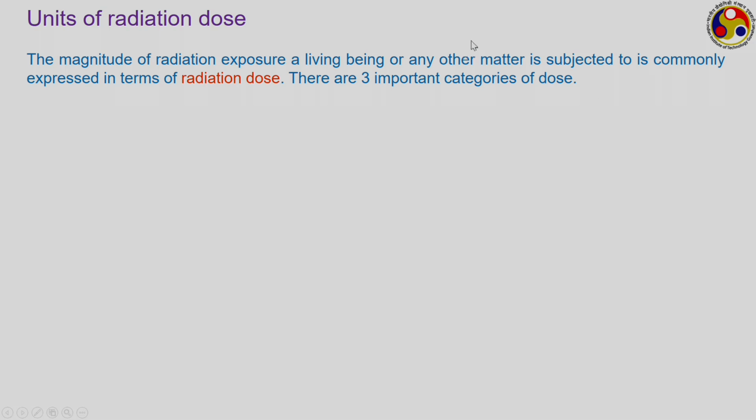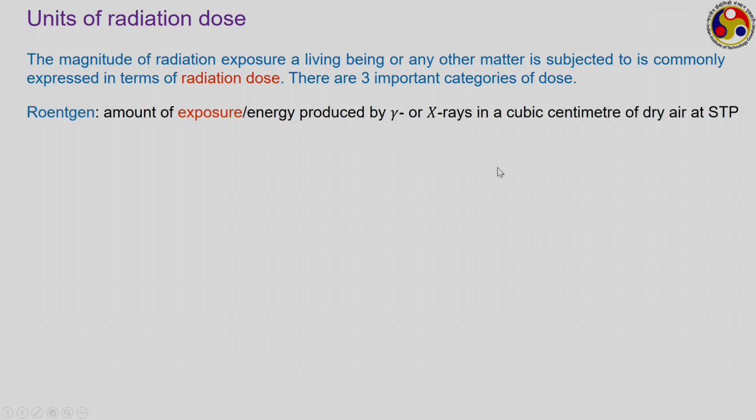So, radiation dose refers to the radiation exposure of one human being or something else, generally characterized in terms of human beings only, the magnitude of radiation it is exposed to. That is the radiation dose, and there are three kinds of definitions of this radiation dose. First is Roentgen.